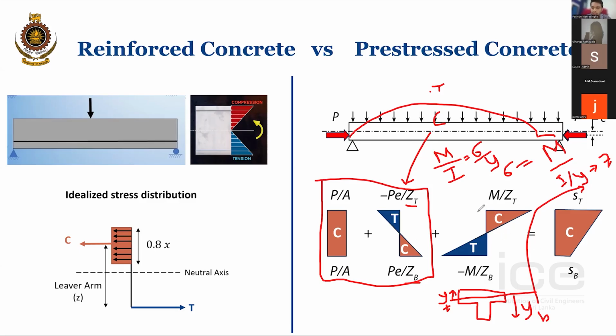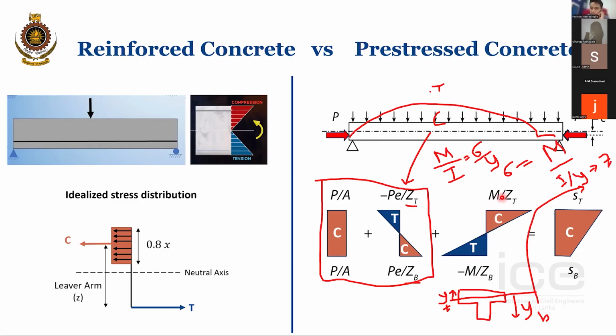And then finally, when you load this one, what will happen? This will now deflect downwards because of this distributed load. And because of that, the bottom part will be in tension, the top part will be in compression. The stress distribution is like this, similar to this one.